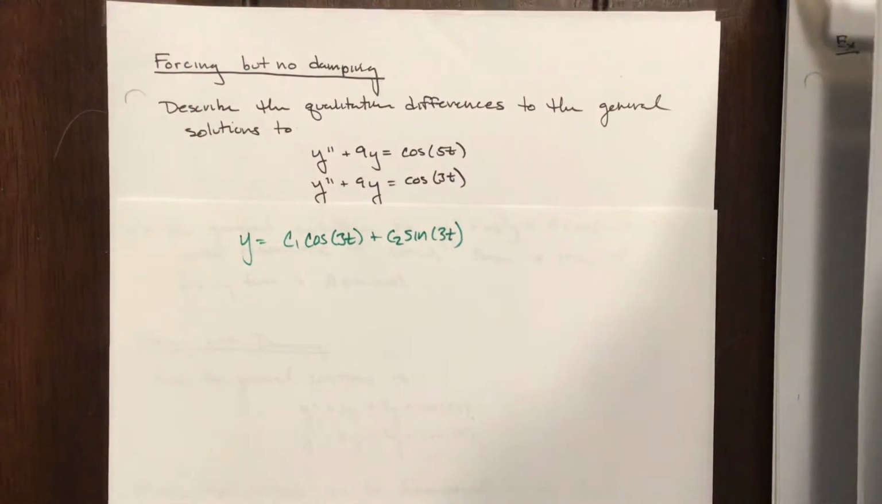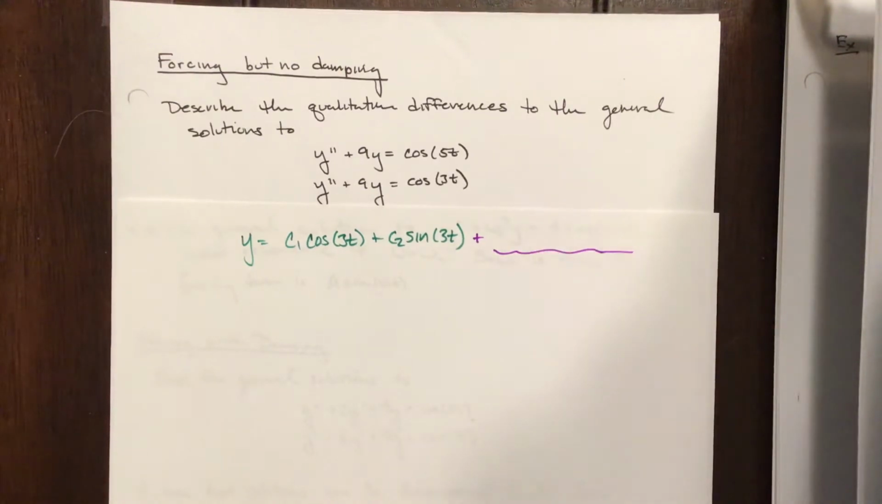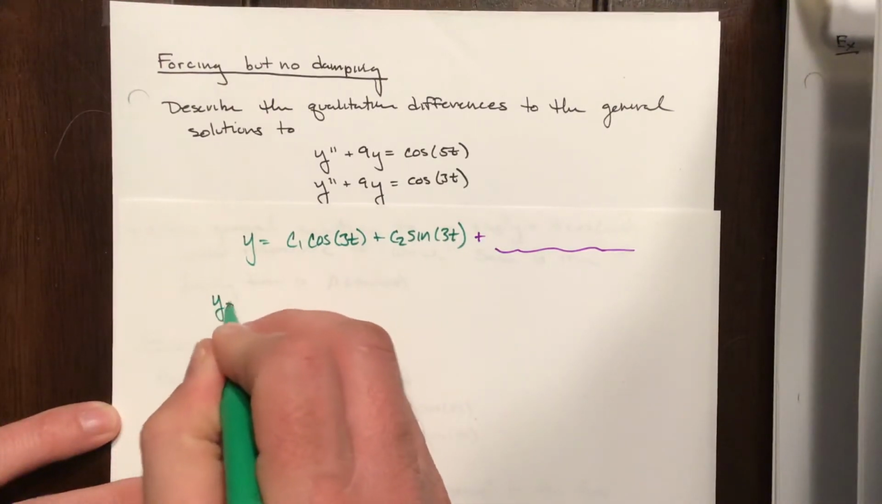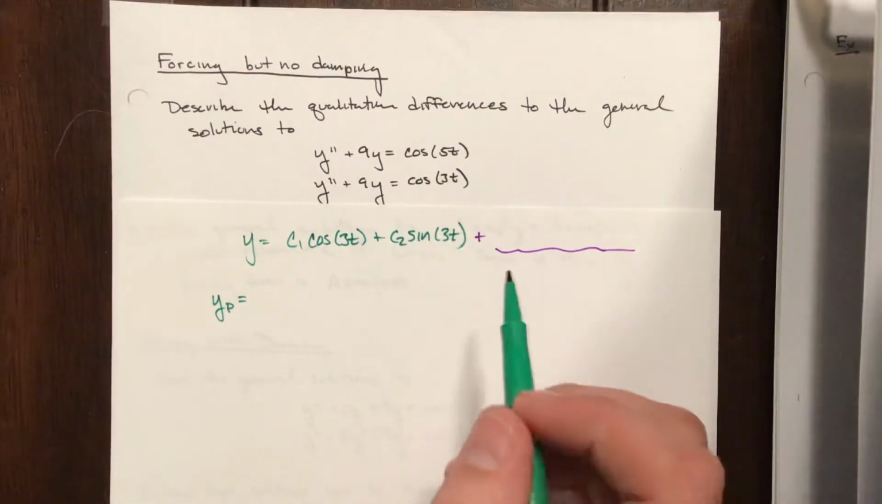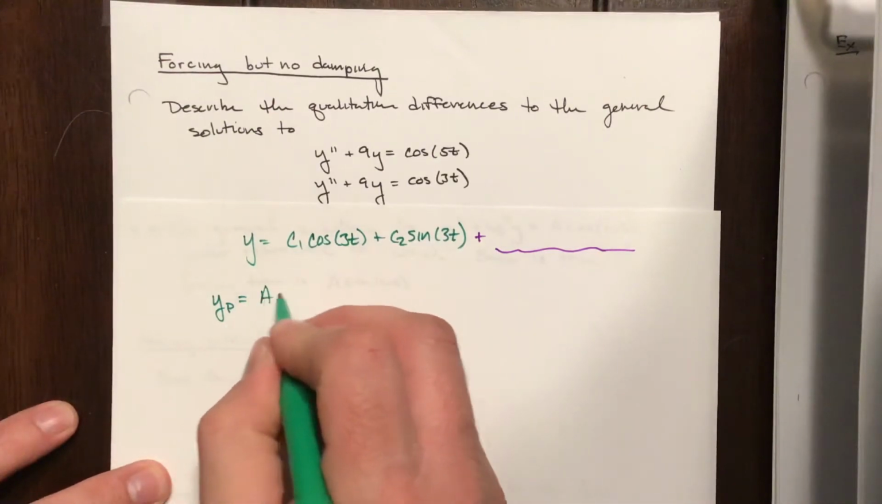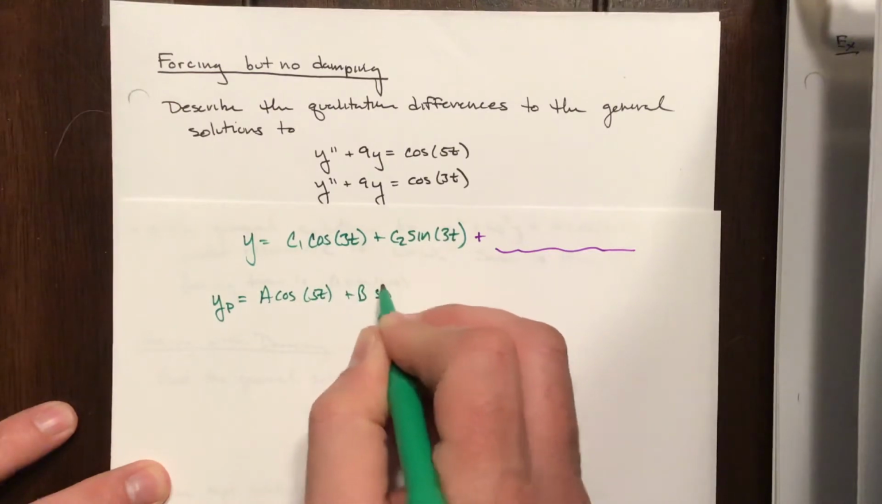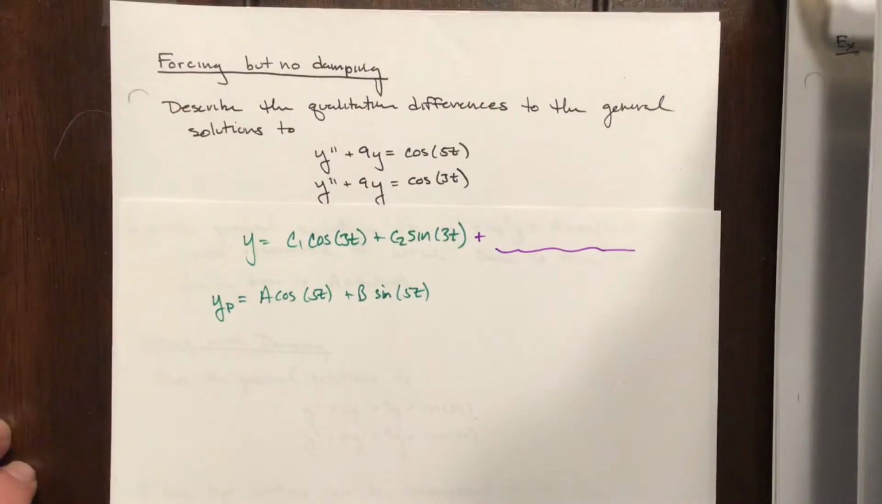That the solution to the homogeneous differential equation looks like that. But this is the non-homogeneous version, so we are going to have an extra piece. Okay? And to find whatever that particular part is, we will use our guess and check method. Since this is cosine 5t, let's use a cosine 5t plus b sine 5t as our guess for what the particular solution should be.